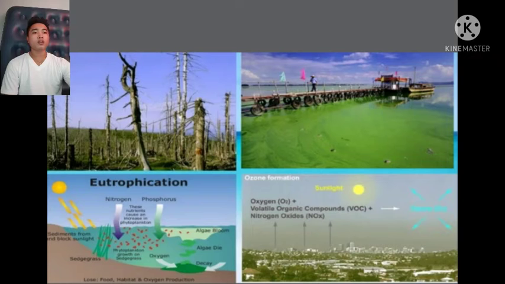Ozone is formed when heat and sunlight cause a chemical reaction between oxides of nitrogen and volatile organic compounds, which are also known as hydrocarbons. This reaction can occur both near the ground and high in the atmosphere.